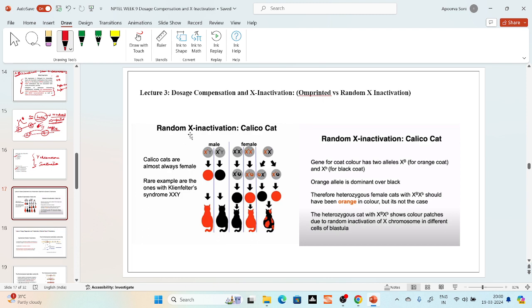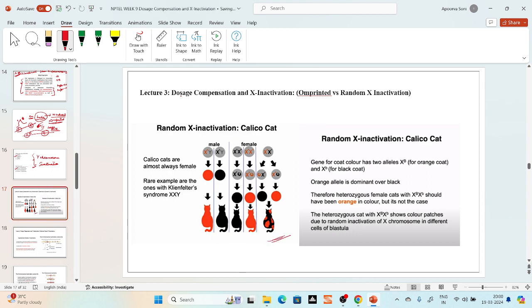So this is just an example of random X chromosome inactivation. You should always remember this example is there to tell you that X chromosome inactivation happens randomly. It is not fixed that only this particular chromosome will be inactivated. The inactivation can be random. So calico cats: if you see a cat which has both black and red color patches on it, then it is always a female cat. No test, nothing is needed. If you have a cat that has both red and black patches, then it is always a female cat. This cat which has both black and red patches is known as a calico cat.